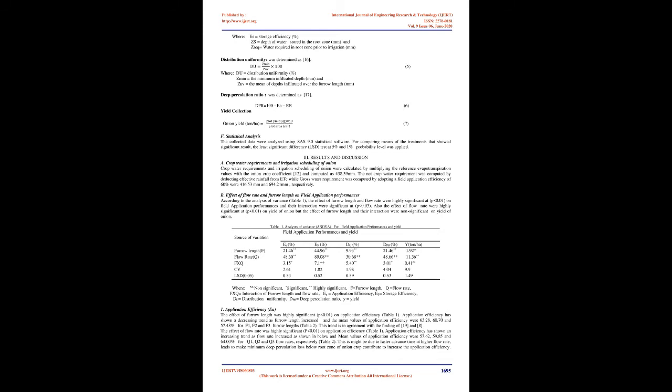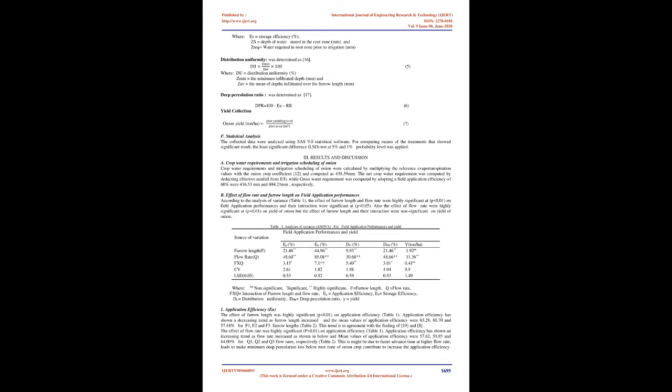Infiltration characteristics of the soil were determined by using the inflow-outflow method 14. Determination of field application performance parameters. Application efficiency was determined as 15. Statistical analysis. The collected data were analyzed using SAS 9.0 statistical software. For comparing means of the treatments that showed significant results, the least significant difference, LSD, test at 5% and 1% probability level was applied.